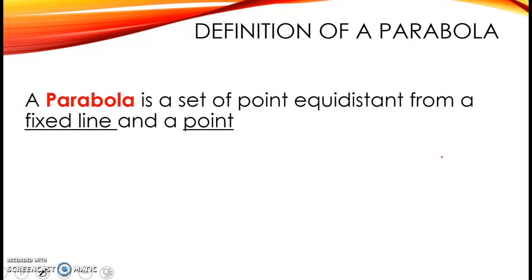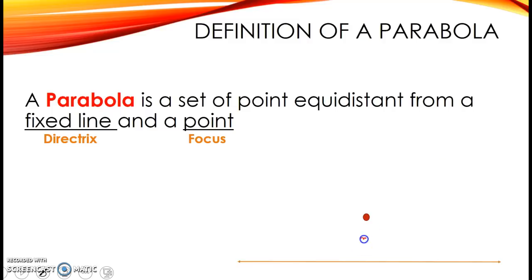So let's start with the definition of a parabola. A parabola is a set of points in a plane that are equidistant from a fixed line and a point. So the fixed line we call the directrix, and the point we call a focus. So if we have the focus here and the directrix, which is the line, all of the points that are the same distance from the point as they are to the line make up a parabola.